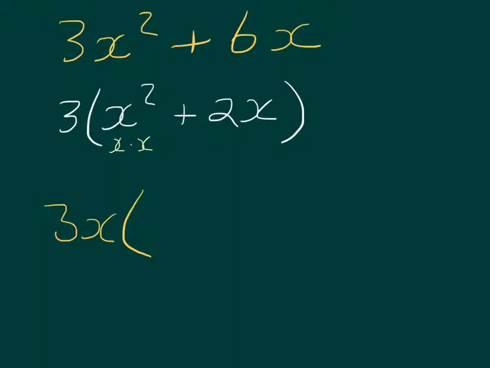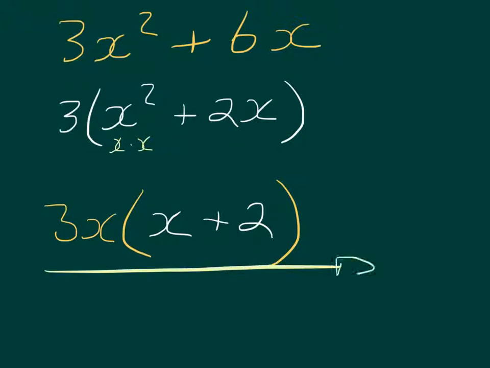Once again, division: x squared, if I have 2 of them and I take 1 away, I'm left with just 1x. The 2 stays, and now if I have x divided by an x, that leaves me with just 1. So 2 times 1 is 2. Now that is my factorization. I have factorized out a common number out of both my terms, as well as a common variable out of both my terms.